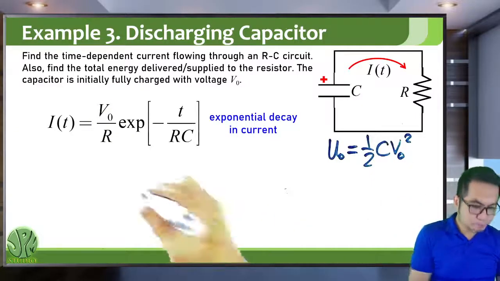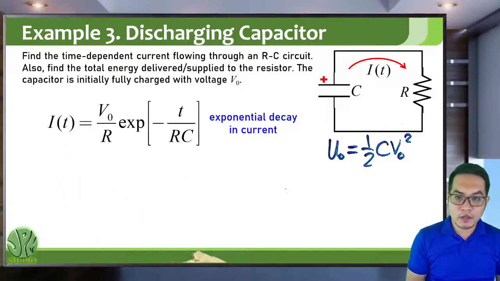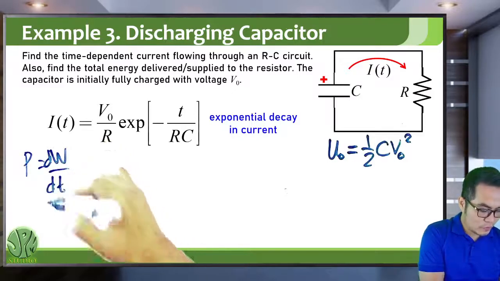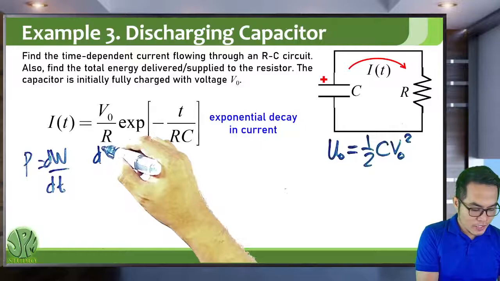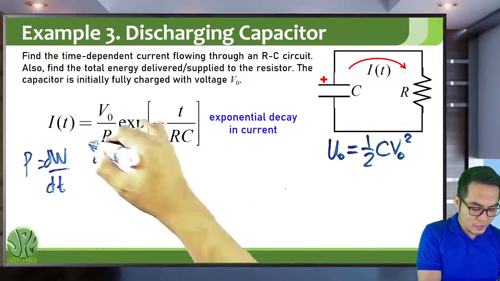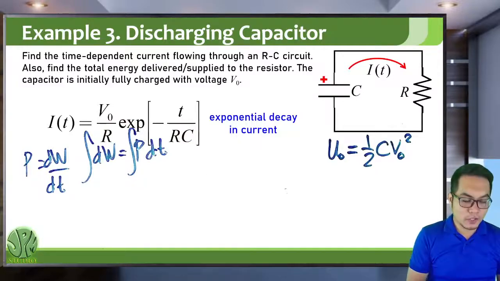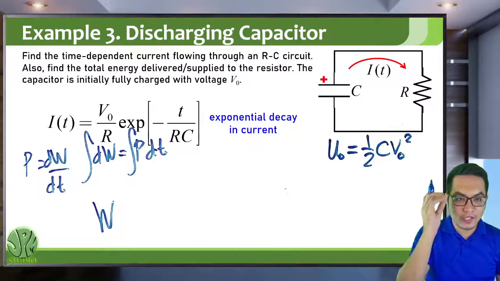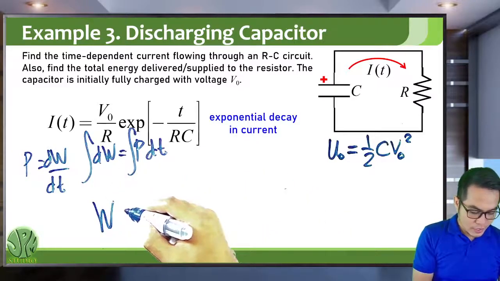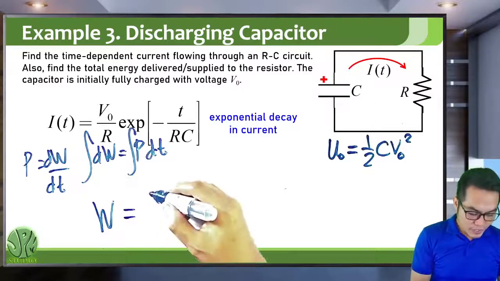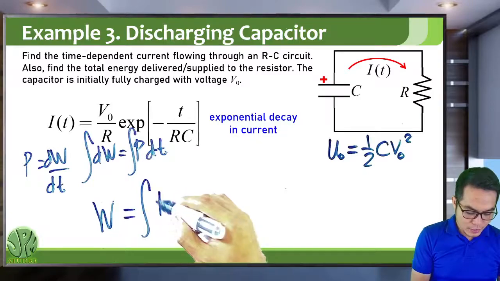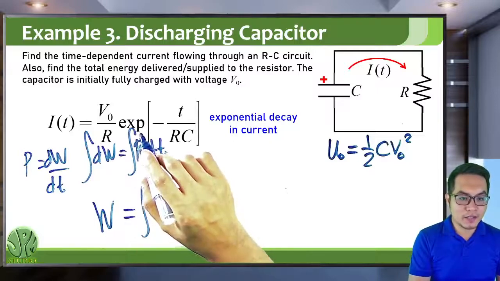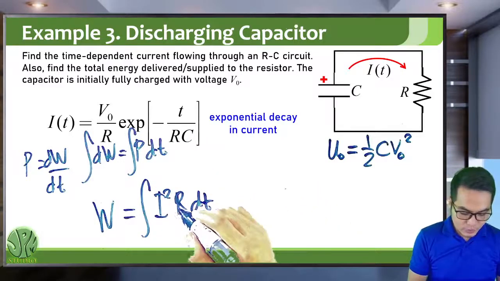But you can verify that by using the concept of power. Power is work per unit time, or differential work over differential time. Therefore, the differential work is just P dt. You integrate this to solve for the total work, which is just the total energy delivered or supplied to the resistor. And we have P dt. So P is I squared R dt. We already have the current, so you square that one, and you take R out of the integral.